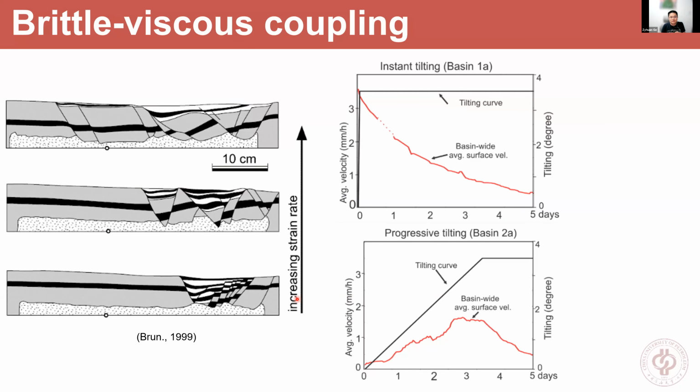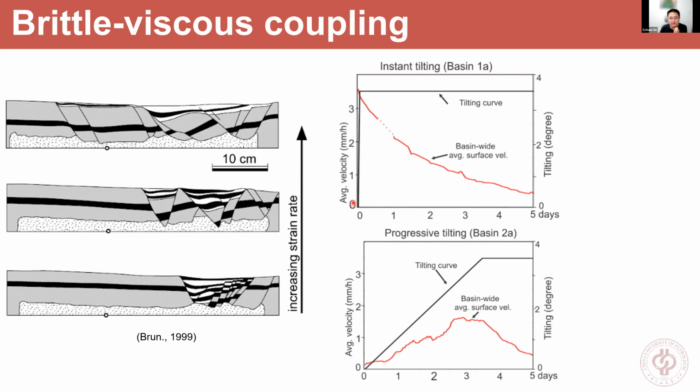And what's the implication for brittle-viscous coupling? We want to explain why you have this large area of extension that gradually shrinks. So we check the velocity. You can see in instant tilting, because you have lots of energy, the highest gravitational energy, it releases, so you have the highest velocity. And as that energy runs out, the system slows down. While in progressive tilting, because you give it energy gradually, your system starts to accelerate gradually, and it more or less peaks when the tilting stops, and then it goes down, similar to the instant tilting here.